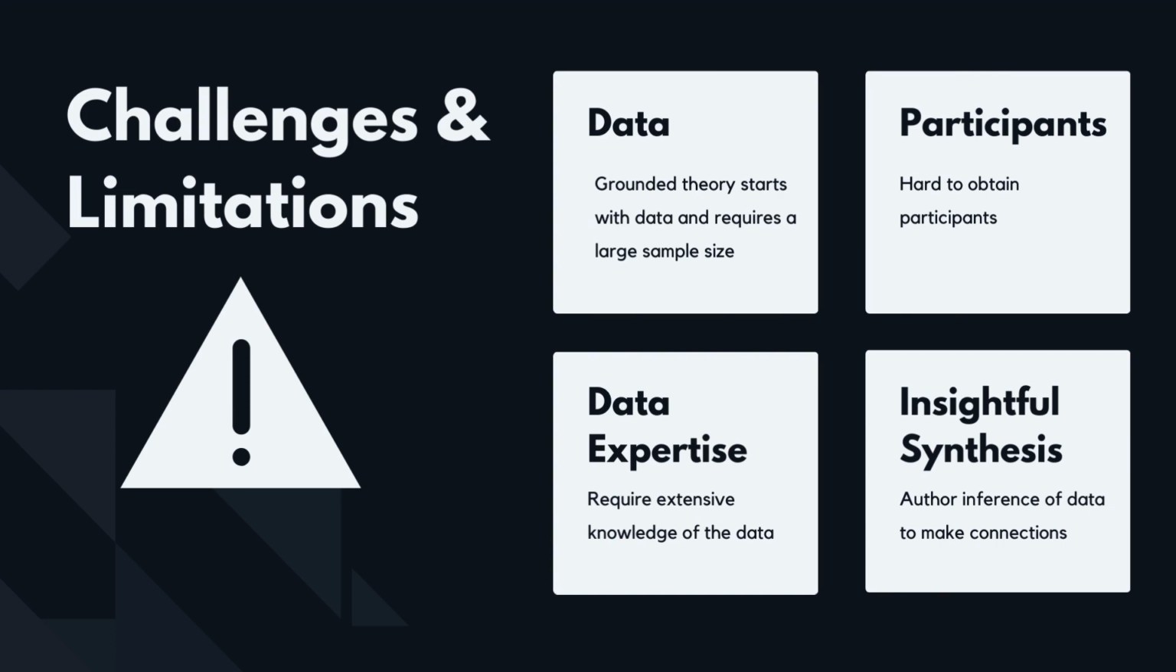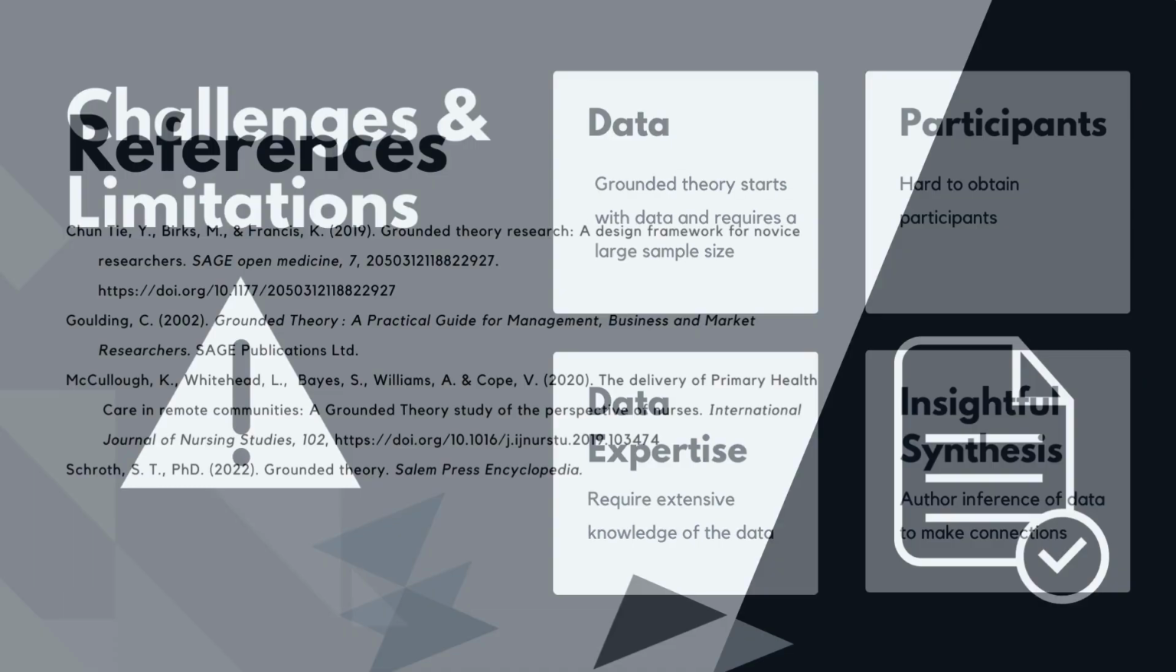Since grounded theory starts with data, there needs to be a large sample size for grounded theory to be effective. Since there is a large sample size, it could be hard to obtain participants of a certain subject matter in order to gain the magnitude of data to derive theory. Since theory is derived from raw data itself, extensive knowledge of the subject matter is helpful to identify themes and ultimately derive the theory. Lastly, theory derivation is heavily reliant on the author's ability to make connections, inferences, and comparisons with the raw data itself.